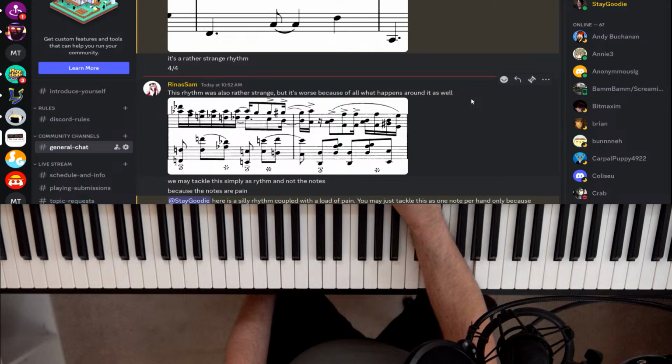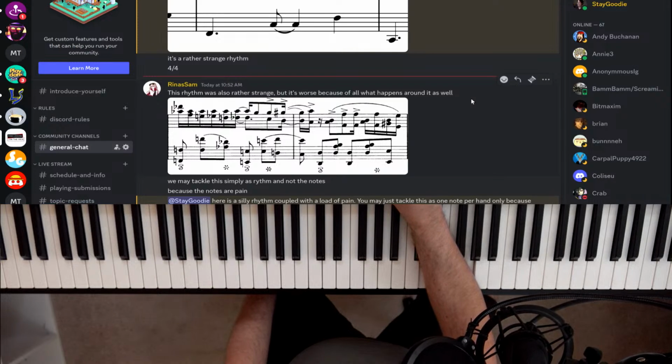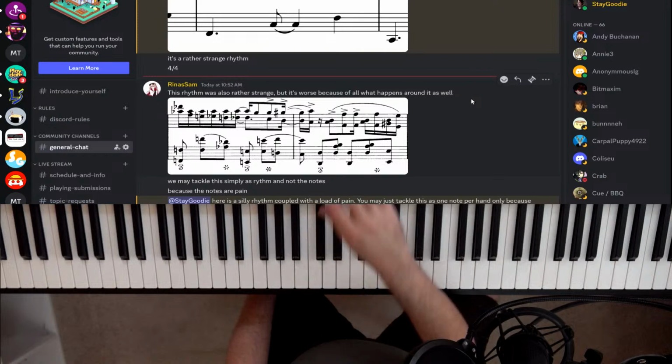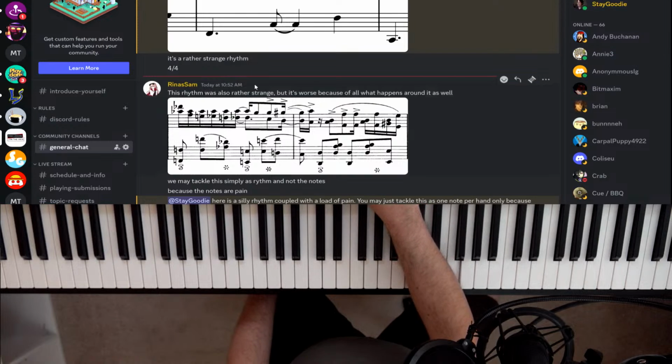Oh man. This rhythm is rather strange, but it's worse because of all what happens. Yeah, I see that. Dude, I didn't think you were gonna throw this at me. What time signature is this in, Sam? We may tackle this simply as rhythm and not the notes, simply because the notes are pain. Okay. Oh boy. I didn't know you were going to do this to me, Sam.